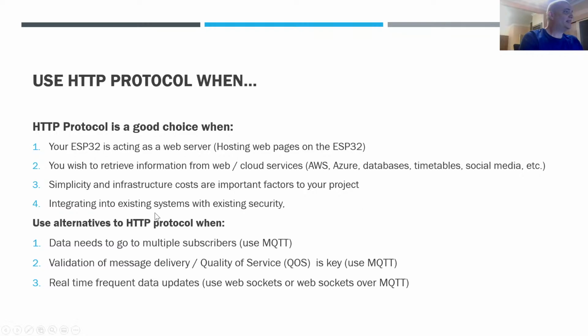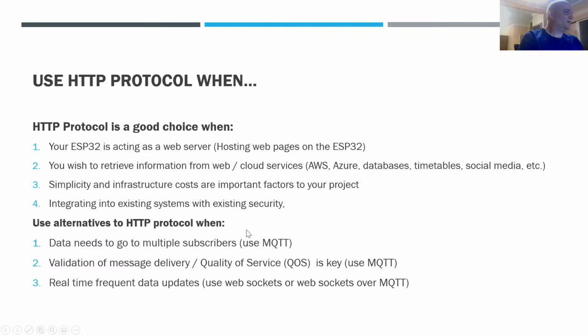Integrating into existing systems with existing security. Very often you need to actually call somebody else's service to get information. For example, if you're working as a client and you want to get somebody's timetable for their buses or their trains, you'll be integrating into the existing systems, and therefore HTTP is probably the best way to go for that.